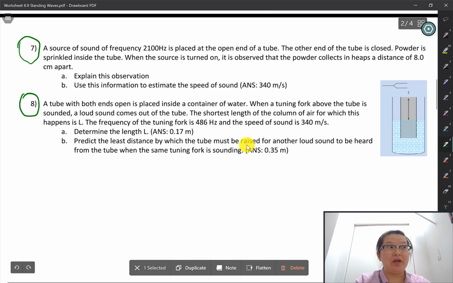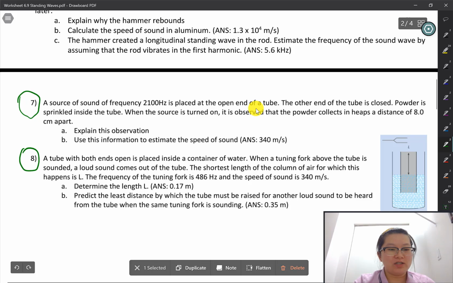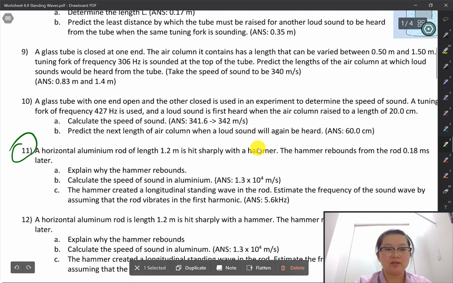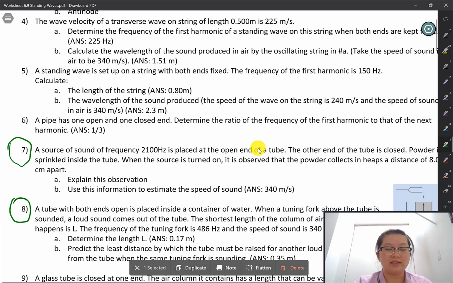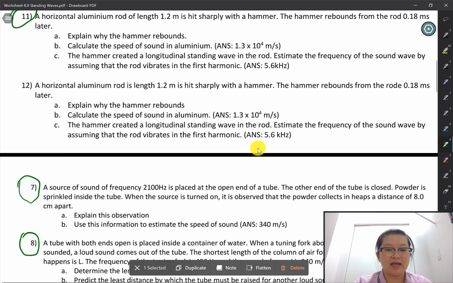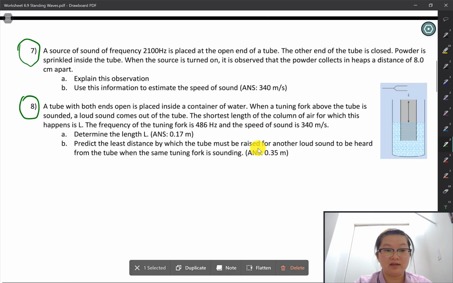In this video, we are going to do questions on standing waves. The questions that I will do in this video will be 7 and 8 from your worksheet. My computer is not cooperating, so then you can look at this. Oh, there it is. So then you can take a look. This is our worksheet, worksheet 6.9, 7 and 8, and let's begin. I might even fit both 7 and 8 in this video, so we'll try our best.